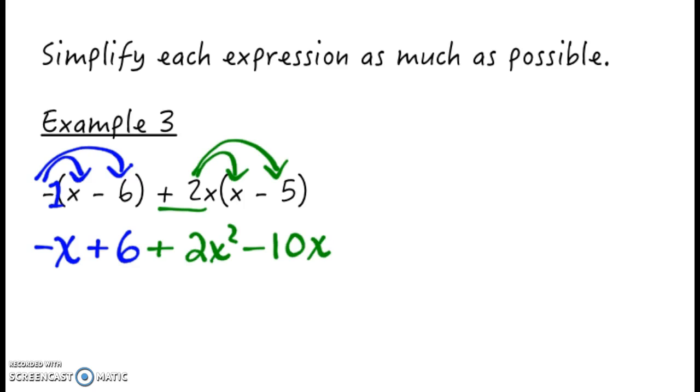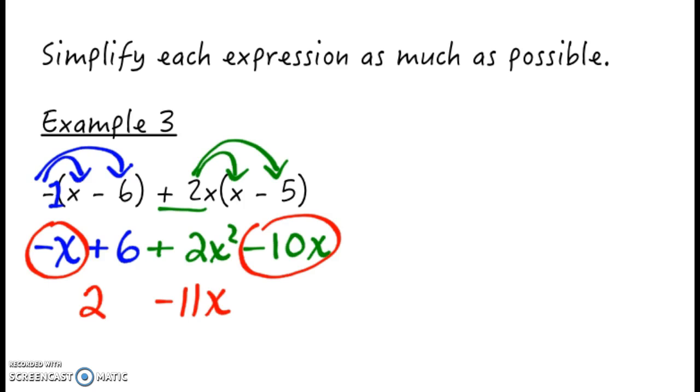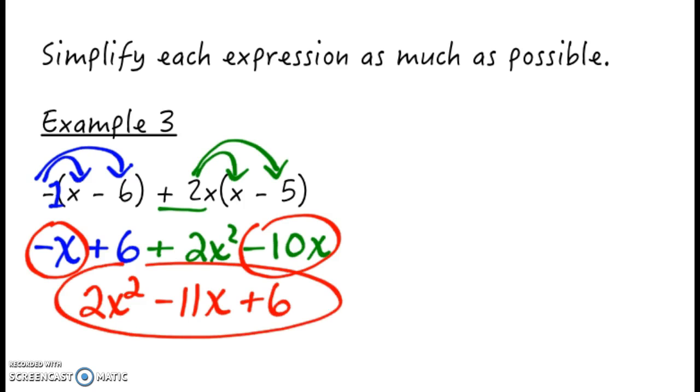Okay, and then again, I'm going to look for my like terms. I've got a negative x here, and a negative 10x. That's negative 11x. The 2x squared has no like terms. It's common for me to put that first, so I've got 2x squared first, minus 11x, and the plus 6 has no other like terms, so it can finish off. And we have 2x squared minus 11x plus 6. I want you to be thinking about what some common pitfalls are here and seeing what you might do to make sure you don't fall into those traps.